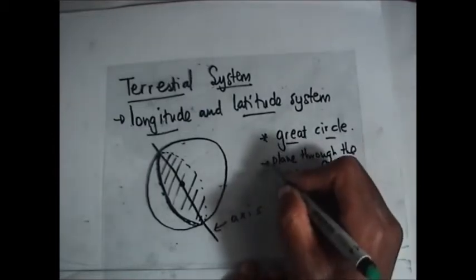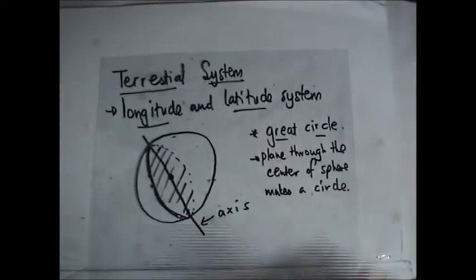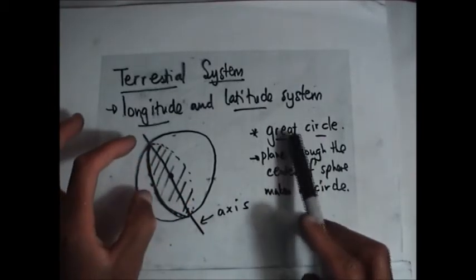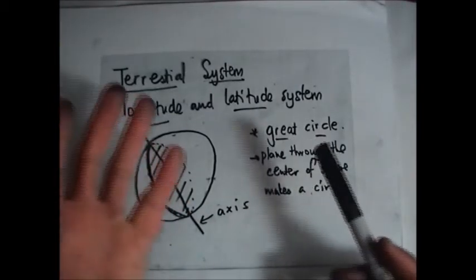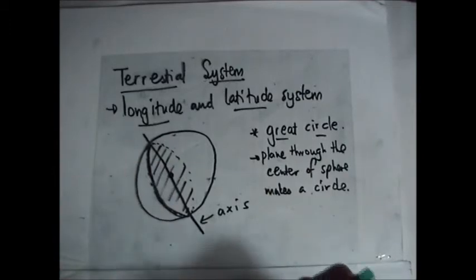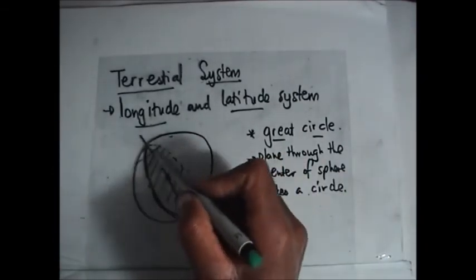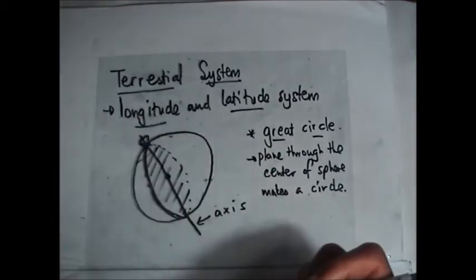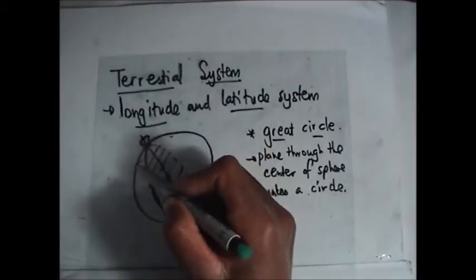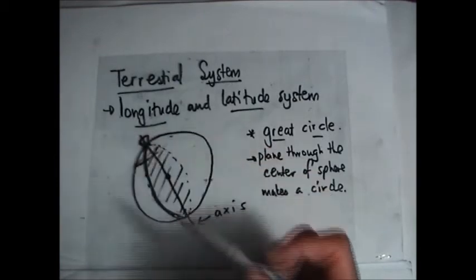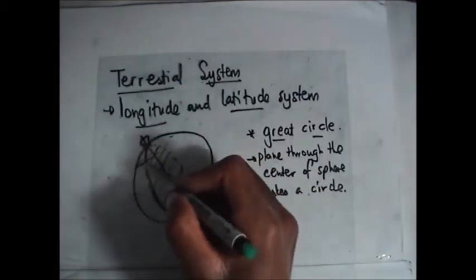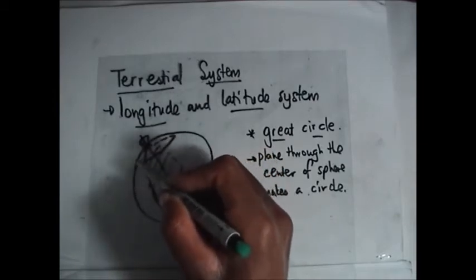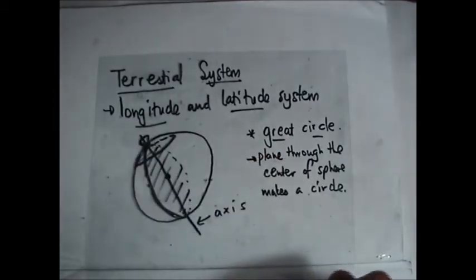Let me put that in layman's language for easy understanding. So when the plane through the center makes a circle, that circle is a great circle. But there are other circles that we can make here. Imagine I cut only the top part off. In an orange we have something on top here, and I do not want to eat that. So I take my knife and cut the top part off. When I cut the top part off, I'm going to create a circle like this.